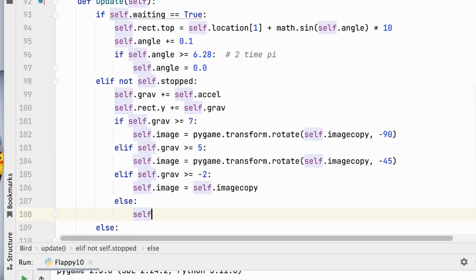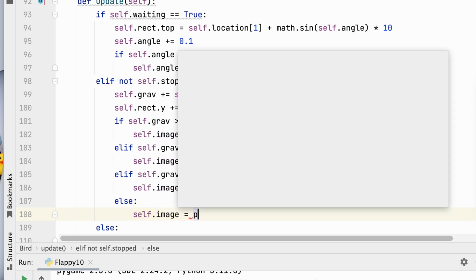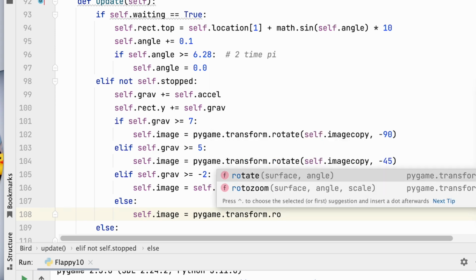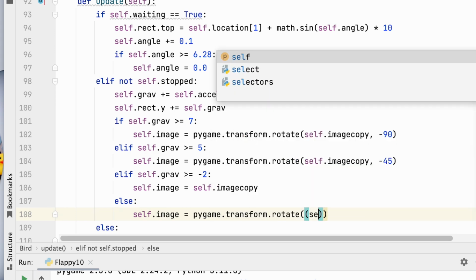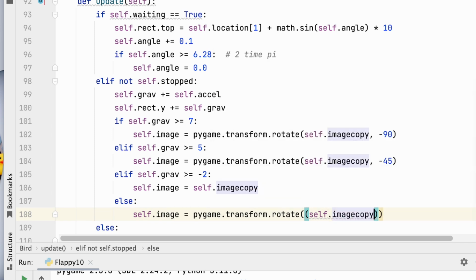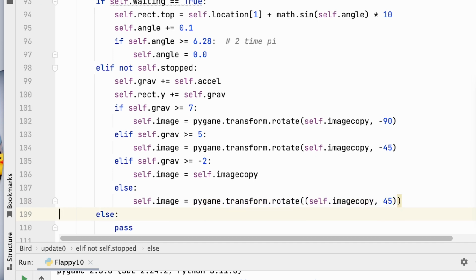So we're going to say self.image equals pygame.transform.rotate of self.image_copy, and we're going to go up at a 45-degree angle. I wonder why I have two sets of parentheses around that.